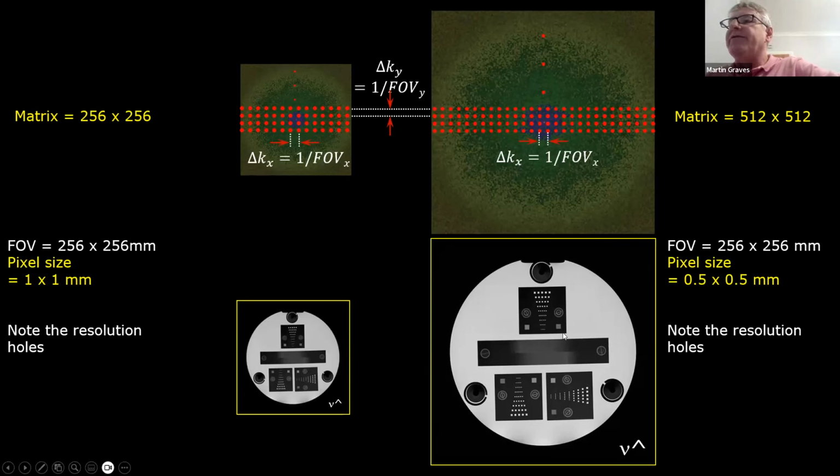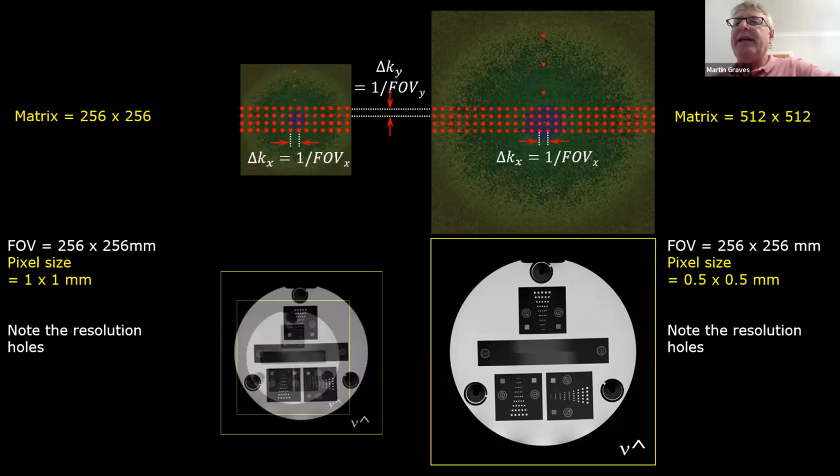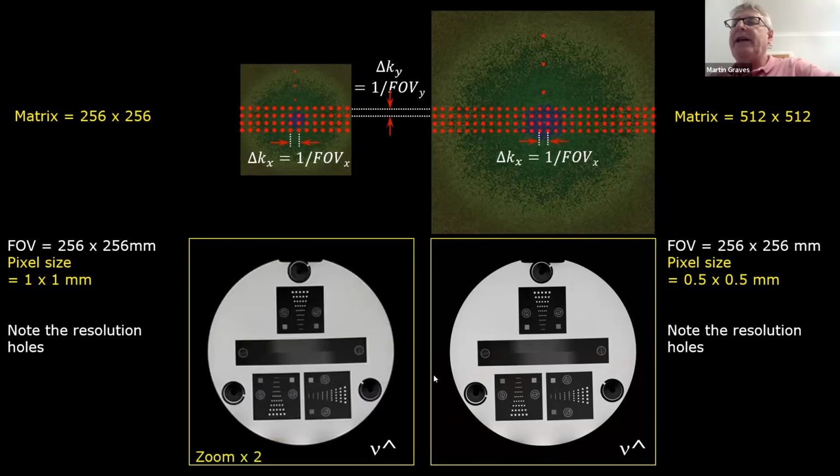So here on this resolution phantom, now if I just zoom up the other image here, just to make it a little bit easier to see, hopefully you can see these resolution holes, and that the resolution, for example, is much better now in our 512 acquisition than it is on our 256 acquisition. We can't separate out these 5 holes here, but they are easily separable here in both the phase encoding and the frequency encoding directions.